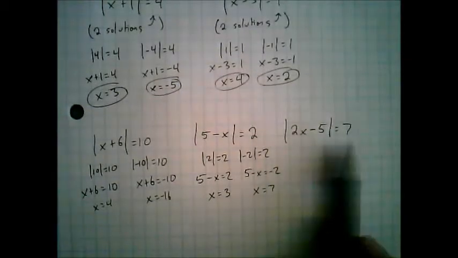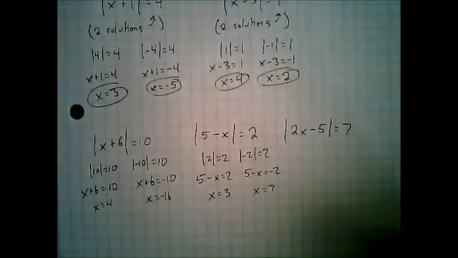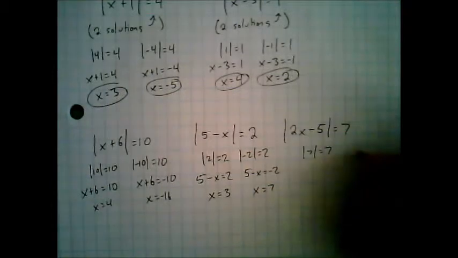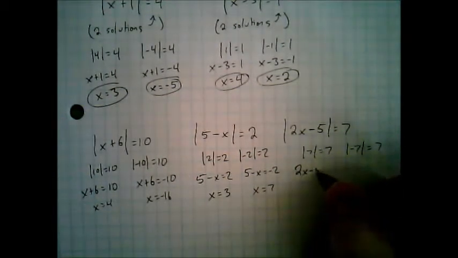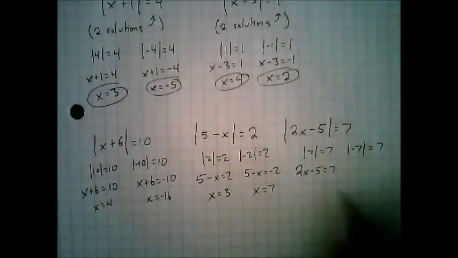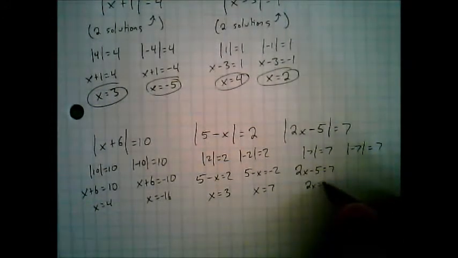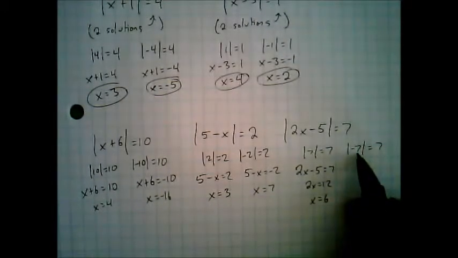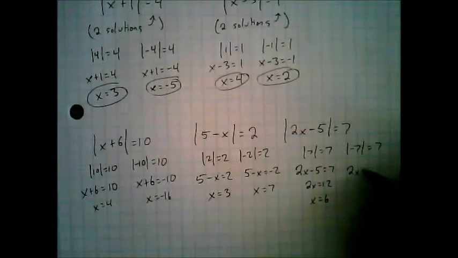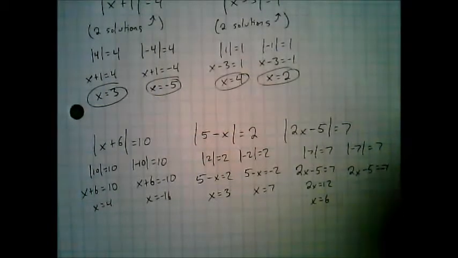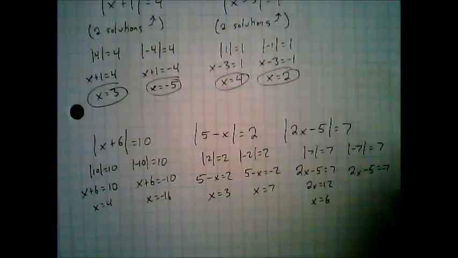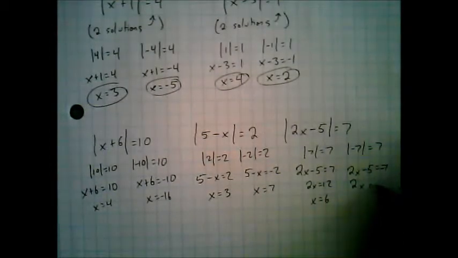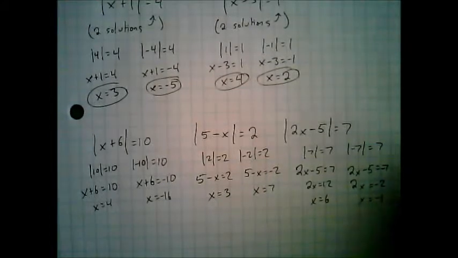Okay, this last one, two solutions again, because I know the absolute value of 7 is 7, and the absolute value of negative 7 is 7. So how could I get 2x minus 5 to equal 7? I add 5 to both sides, 2x equals 12, divide by 2, and I get x equals 6. Again, I'm trying to get 2x minus 5 to equal negative 7, because if I get negative 7, I'd be taking the absolute value of negative 7. Add 5 to both sides again, 2x equals negative 2, divide by 2, and I get x equals negative 1.